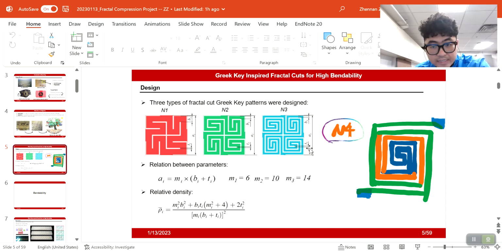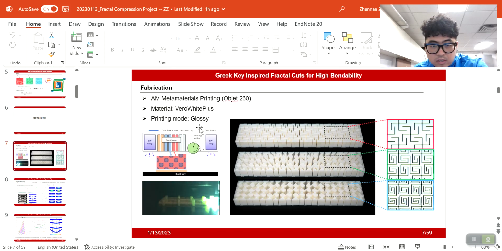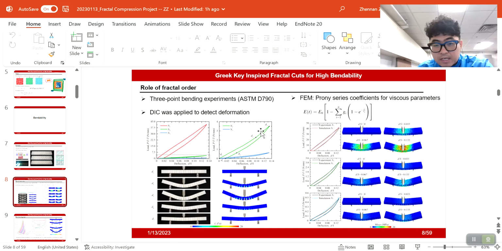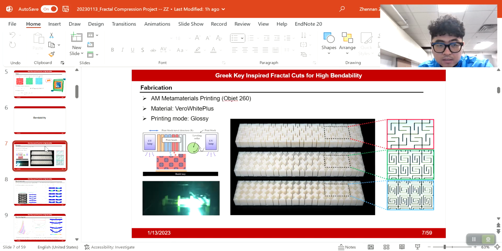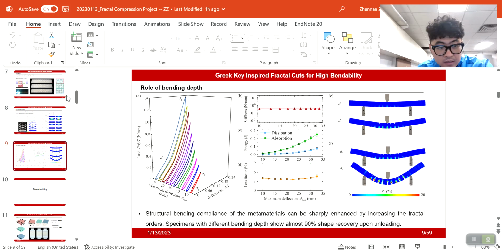And then we use these three designs to design and manufacture some 3D structures, and then we study the mechanical properties of this kind of structure. The first one is the bendability study, and based on this structure, we use a 3D printer to print the sample. With our samples 1, 2, and 3, we did some experiments, three-point bending experiments, to study the mechanical properties of this structure. And we also did some simulation for the structure.